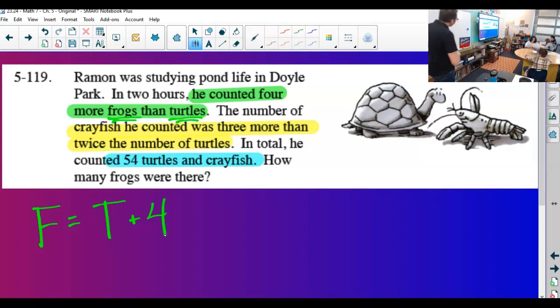So there are more frogs than there are turtles because he counted more frogs than turtles. So it has to be more. Wait, look, 4 more frogs. Wait, what is 2t plus 3? So we should probably put that here, right?